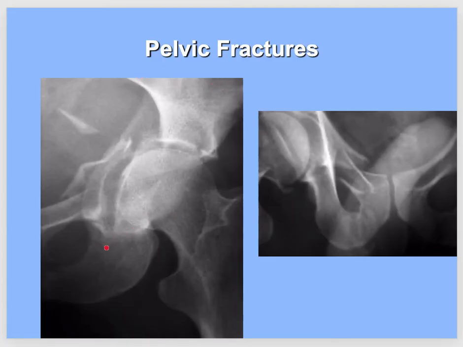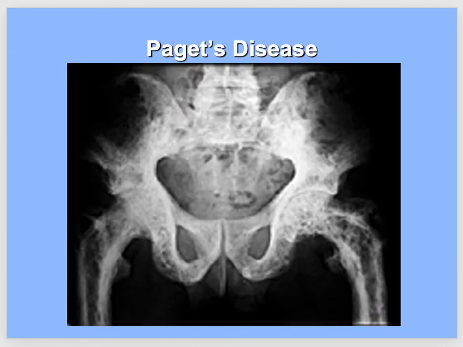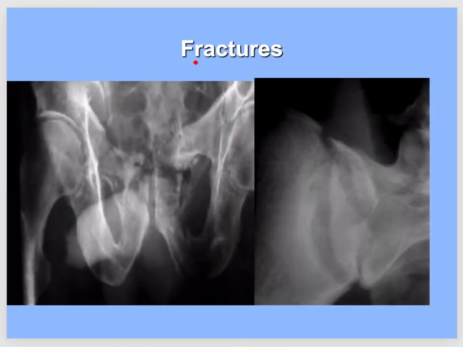So pelvic fracture, you can see that your acetabulum here is fractured. Okay, once again, your superior ramus is fractured right here. This is an image of Paget's disease, so you can see the spiculation of that entire pelvis and the femur. This is what Paget's disease looks like on an image.